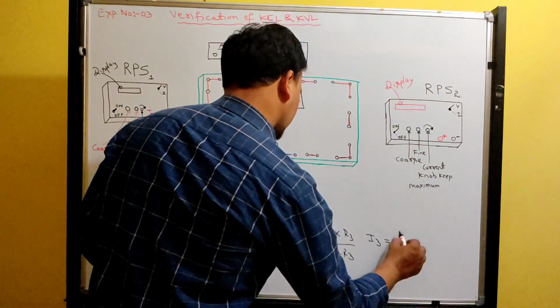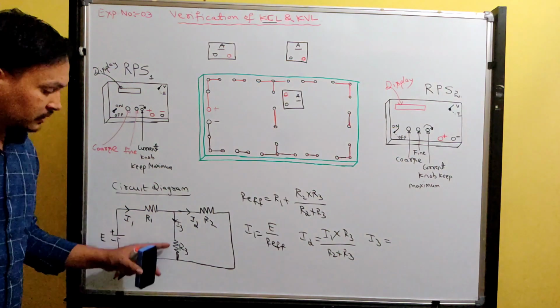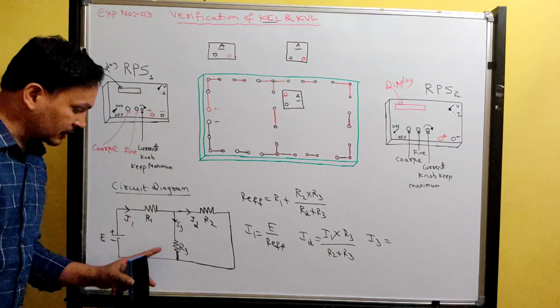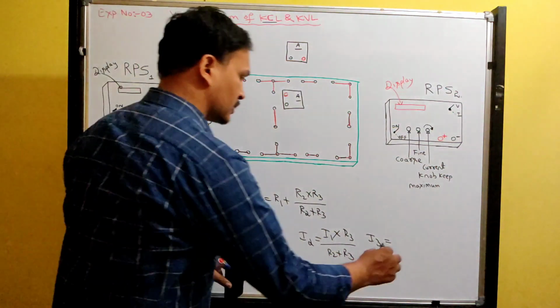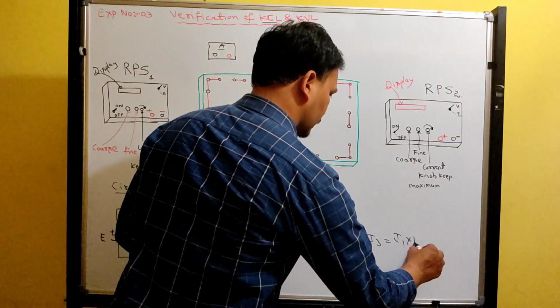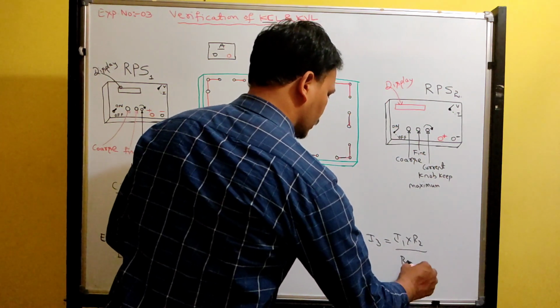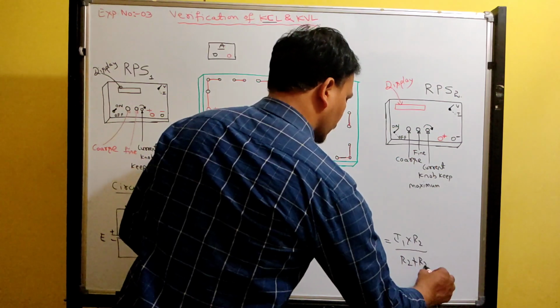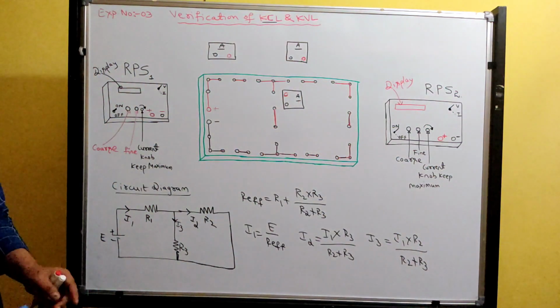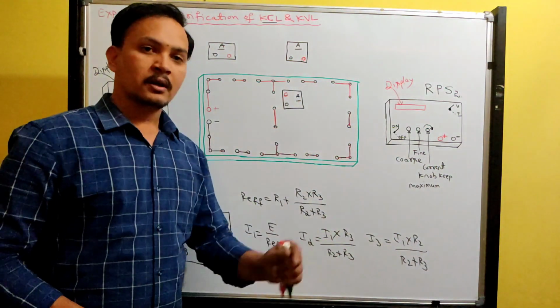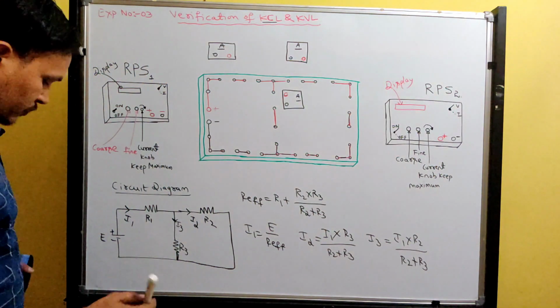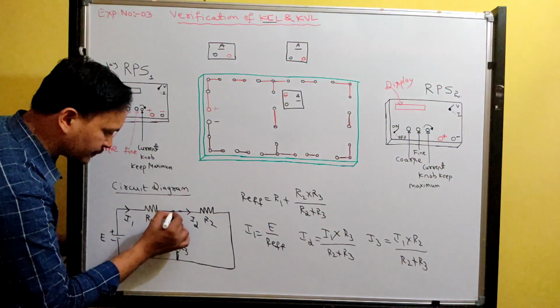Similarly, I3 can be written as current in this resistor is equal to supply current into the other resistance. What is the other resistance? R2. Supply current into R2 divided by R2 plus R3. So this gives I1, I2 and I3 currents. So you are verifying KCL at this particular node.